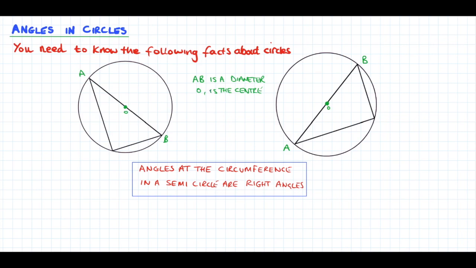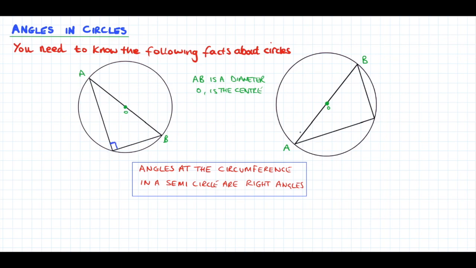Now we're told here AB is a diameter and O is the centre. So if that's a diameter, then this here is a semicircle. And if you draw an angle at the circumference in a semicircle, then it forms a right angle. So we know that if AB is a diameter, this is a semicircle, and the angle at the circumference would be a right angle. Now you have to know that. That will not be highlighted.